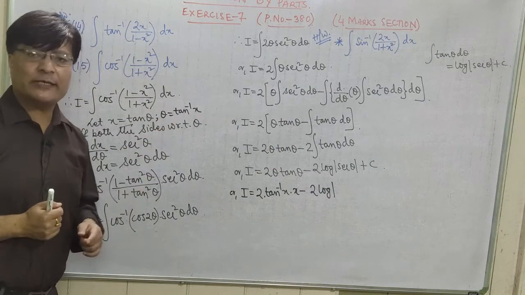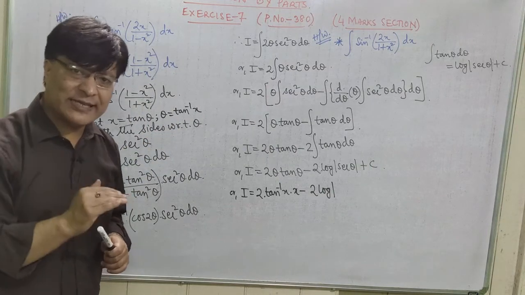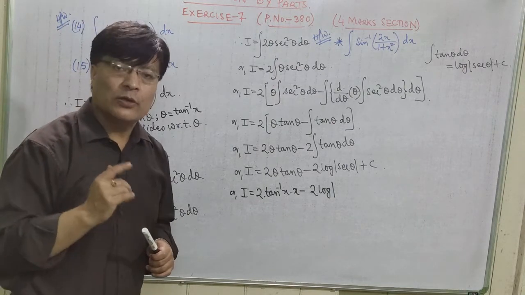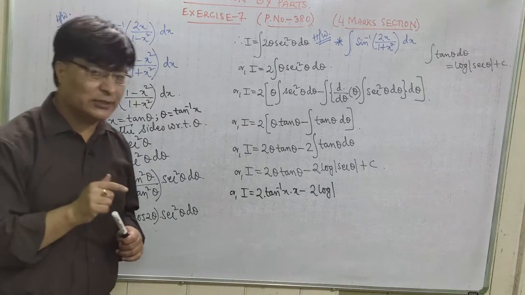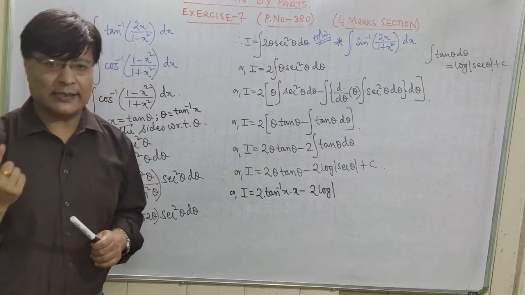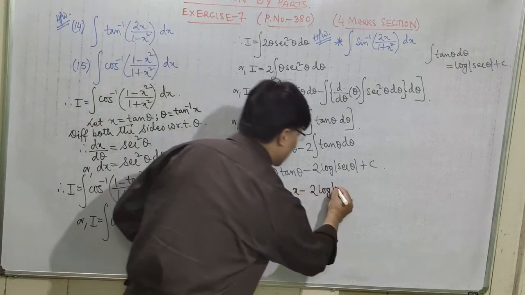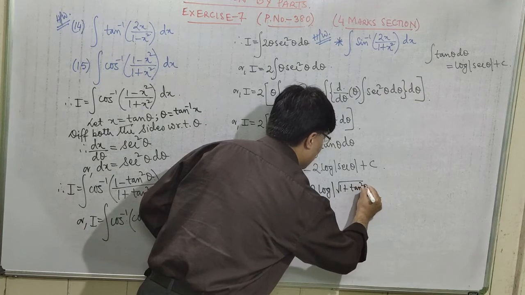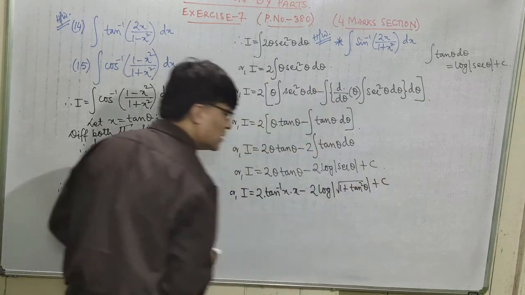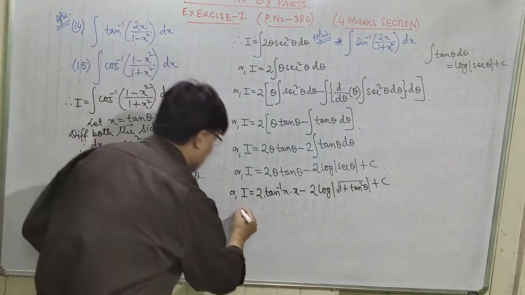So you can express sec theta in terms of tan theta. So how can you express sec theta in terms of tan theta? You know that sec square theta is equal to 1 plus tan square theta. You have done this formula in class 10. So what is the value for sec theta? It is root over 1 plus tan square theta, mod sign close plus c. You can easily put the value of tan theta here now. What is tan theta? It is x.